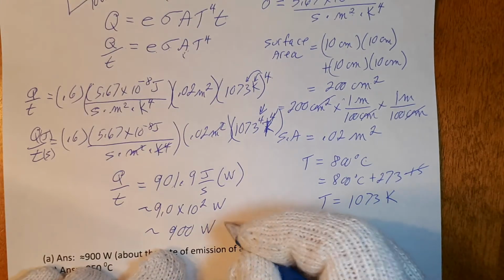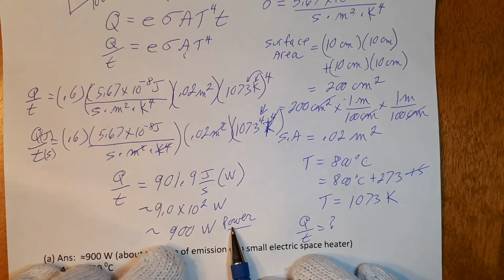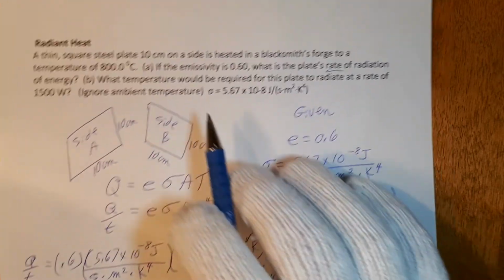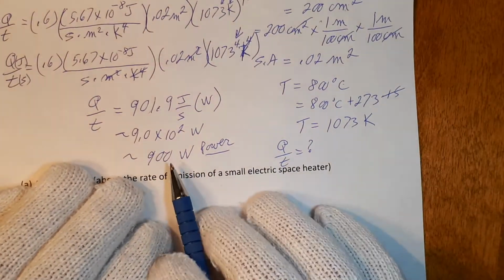Watts is a unit of power. Another way of saying this, the radiant power going back into the atmosphere once this particular item has been heated to 800 degrees Celsius is 900 watts.